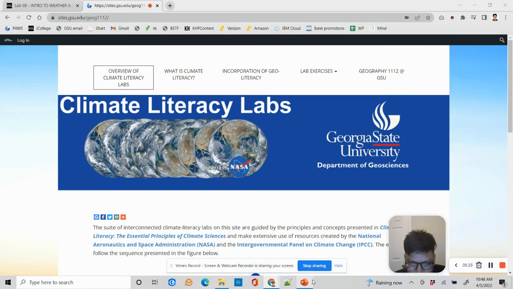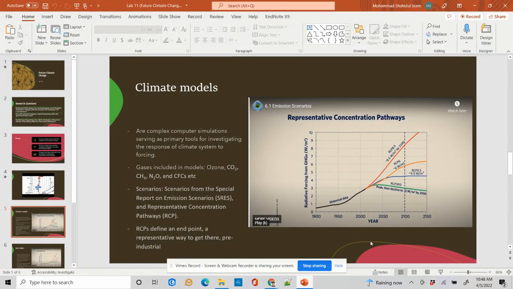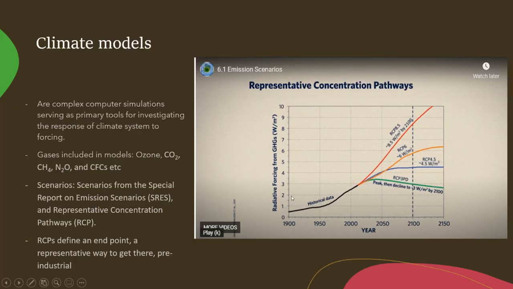Back again. So here we were, before I left for my phone call. This is the RCP, representative concentration pathway. These are the three scenarios: RCP 8.5, RCP 6, RCP 4.5, where we can expect that by the end of this century, the overall scenario, in emissions and everything, will increase.